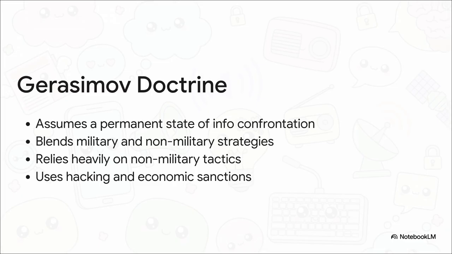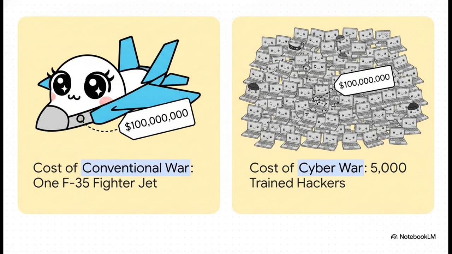The underlying tactics are basically old-school 1970s KGB stuff, but today's social media algorithms act like a massive megaphone for it. Just to put the brutal economics of this into perspective, for the exact same cost of one single F-35 fighter jet, an adversary can fund an army of 5,000 state-sponsored hackers. 5,000. It is just unbelievably cheap and incredibly effective at wrecking democratic infrastructure without a single shot ever being fired.